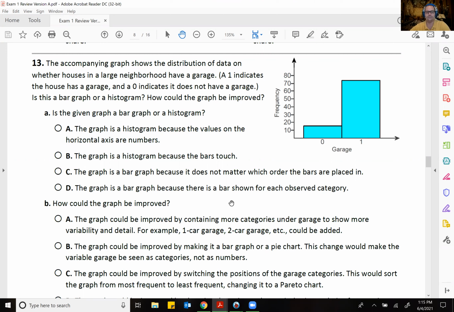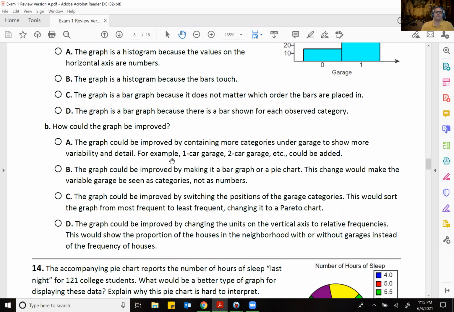And then the bars show each observation category. That is true, but my bars are touching. That's why it's a histogram. That's the big key: when your bars touch, you're looking at a histogram. All right, but how could we improve this?